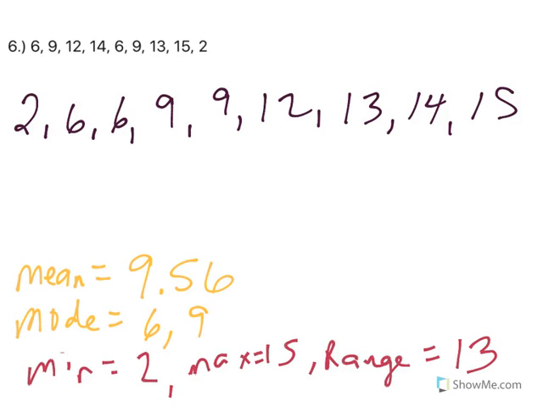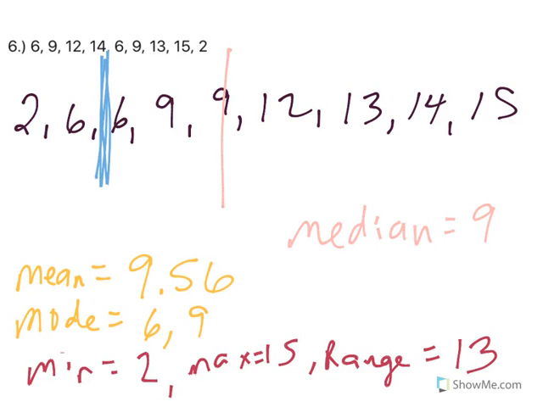When I go to find my median, I chop through the middle number, which is this 9. 4 numbers in the front, 4 numbers after. So my median is 9. Now to find my 25th percentile, I'm going to cut halfway through the front half. So it goes between the 6's. 6 plus 6 is 12. 12 divided by 2 is 6. So my 25th percentile is 6.